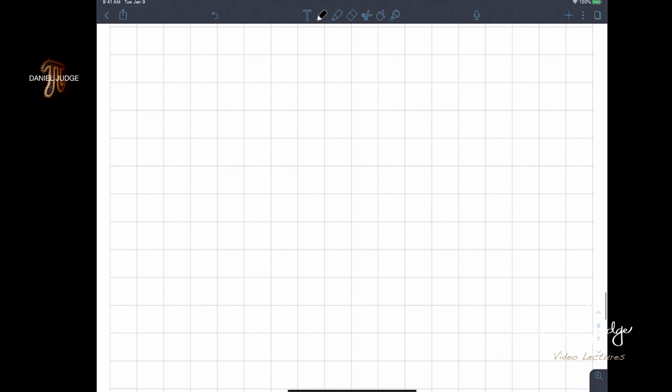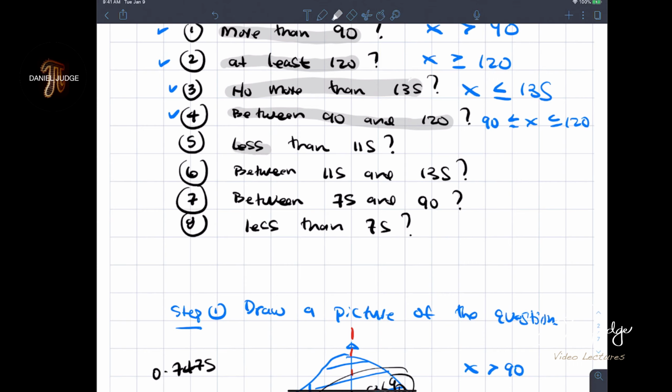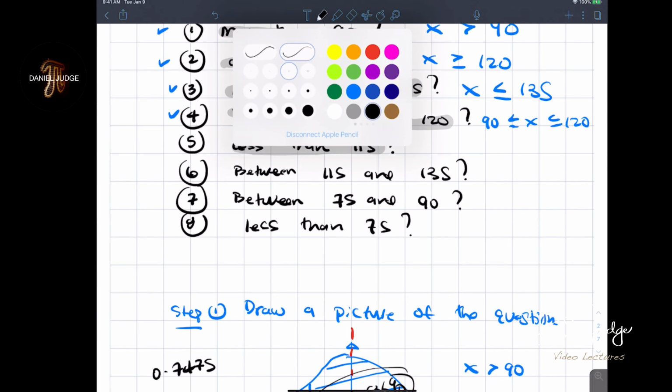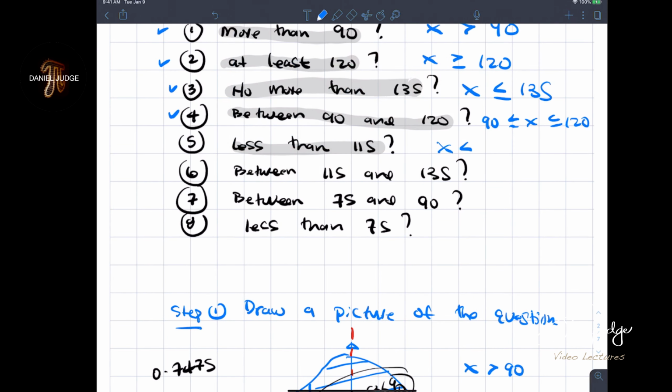Some of you guys already went to OfferUp. Good for you. So you could use the TI-83 or TI-84. Question 5 here, less than 115, smaller than 115, so we know that. So let's say, okay, less than 115. Let's see what that looks like. Okay, we're doing this 5. So less than 115 now.